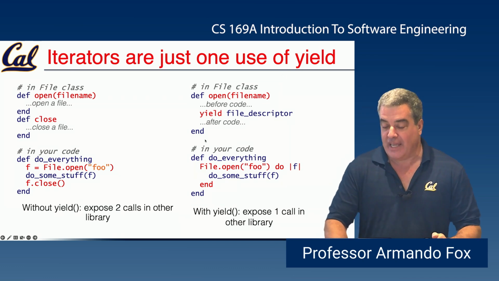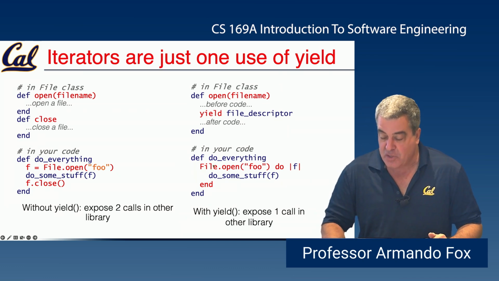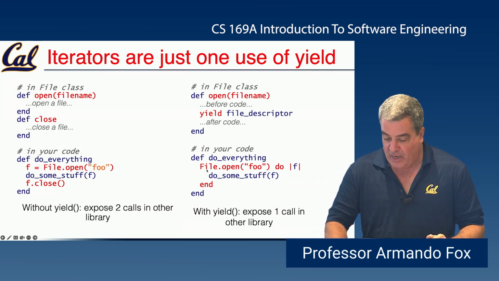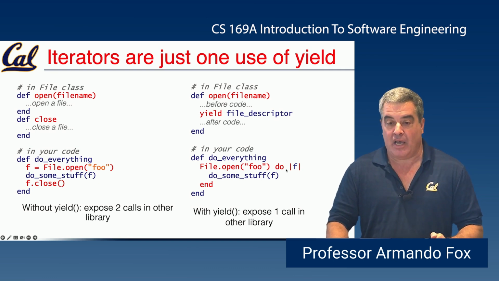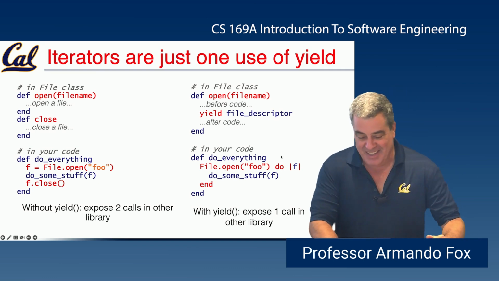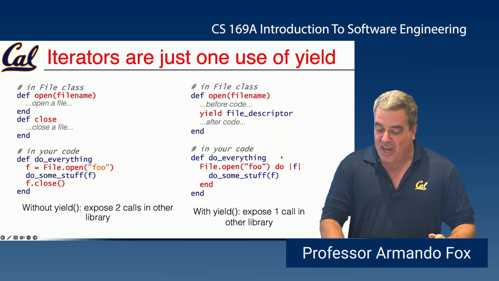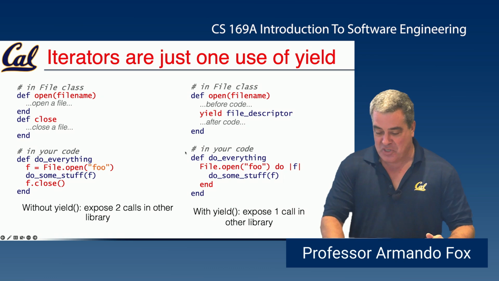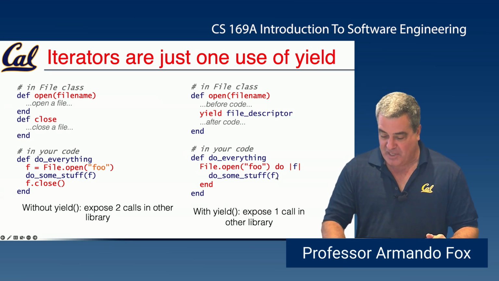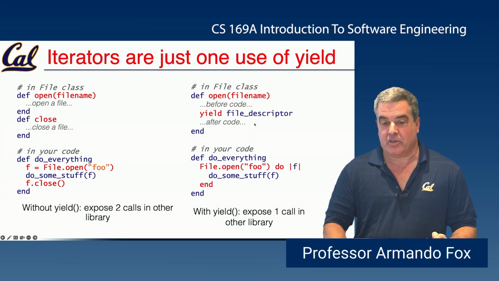So what does that look like in your actual code? Here is the new version of my function where I say File.open foo, and now I just have a do block and an anonymous lambda. In this version, there's a do block and an anonymous lambda. And notice, where does this parameter f come from? This is the thing that is being yielded by the yield call.